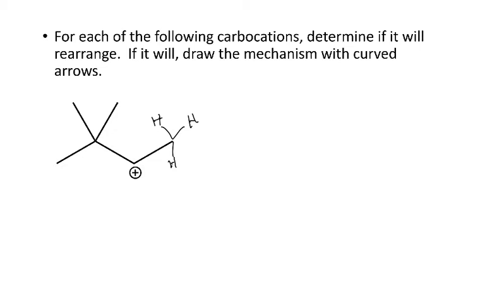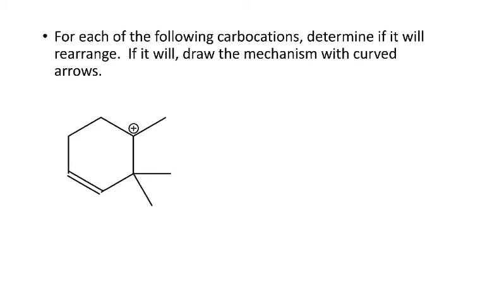Now, I've already shown all the bonds here. I don't have any hydrogens, but I do have a methyl group. If I take one of these methyl groups and move it over, then I'll be going from a secondary, if one of these is gone and there's a positive here, to a tertiary carbocation, which would be more favorable. So I'll draw the arrow from the bond of my methyl group to the carbon with the carbocation. So that shift will occur.